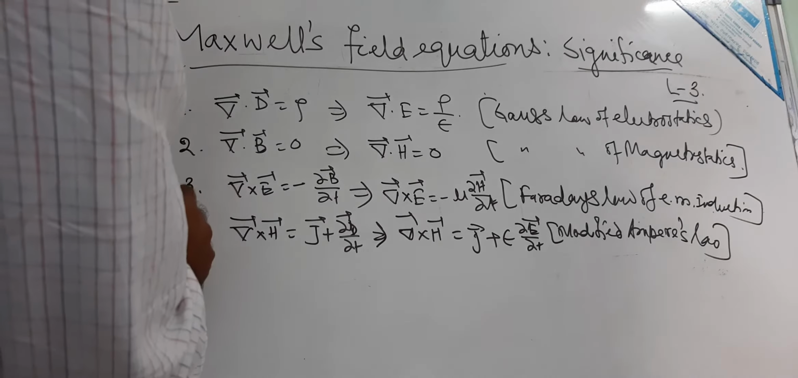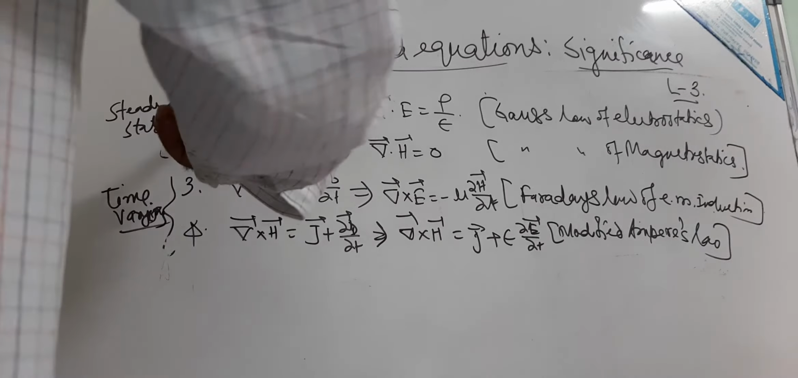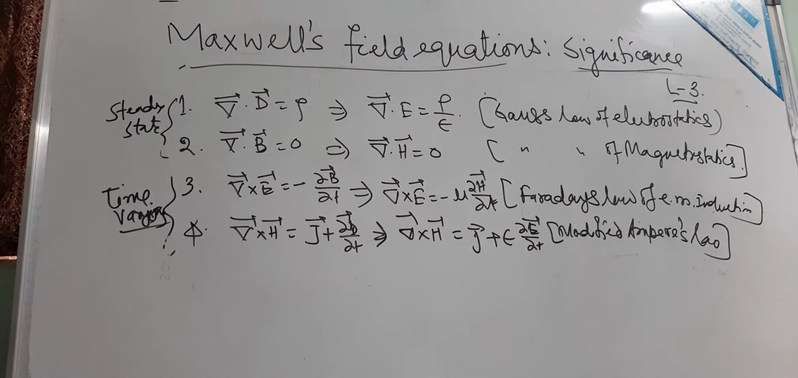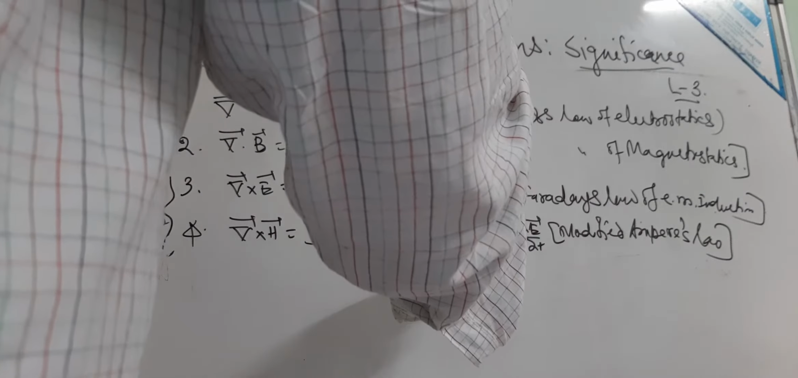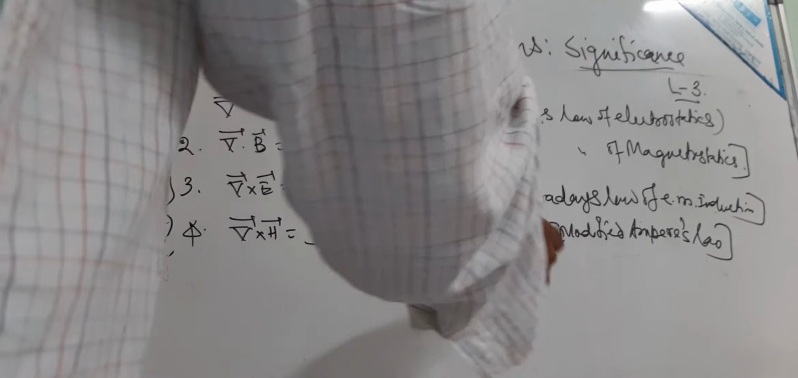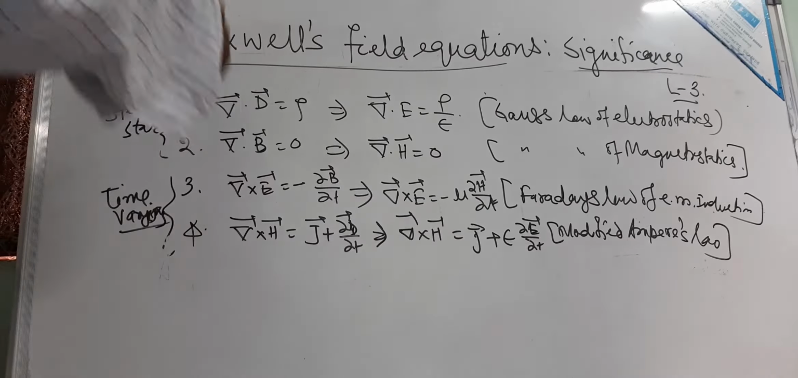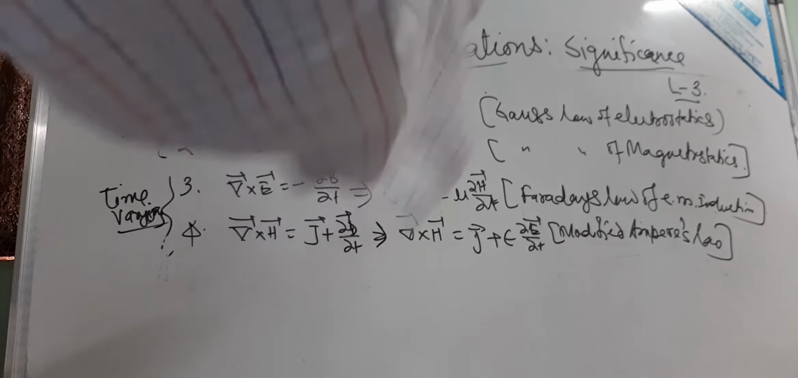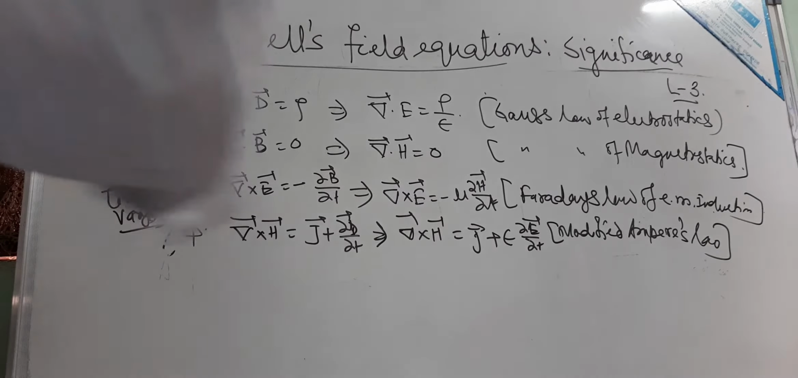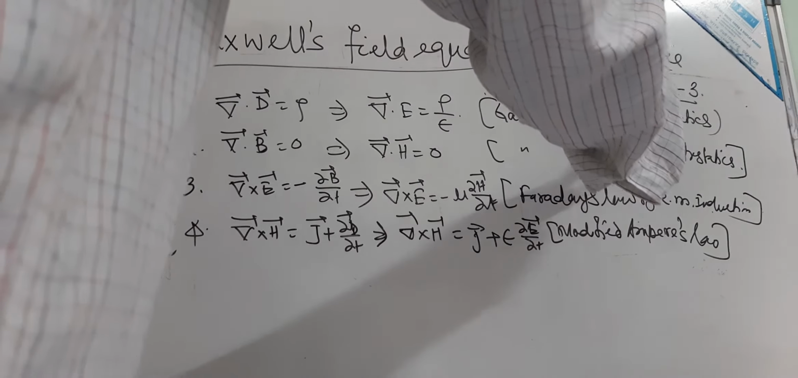Steady state means there is no time variation, as in Gauss's law of electrostatics and magnetostatics. Whereas in the other two laws, change of magnetic field produces electric field, and change of electric field is related to the magnetic field. So it has been divided into two categories: one is the steady state, another is the time varying.